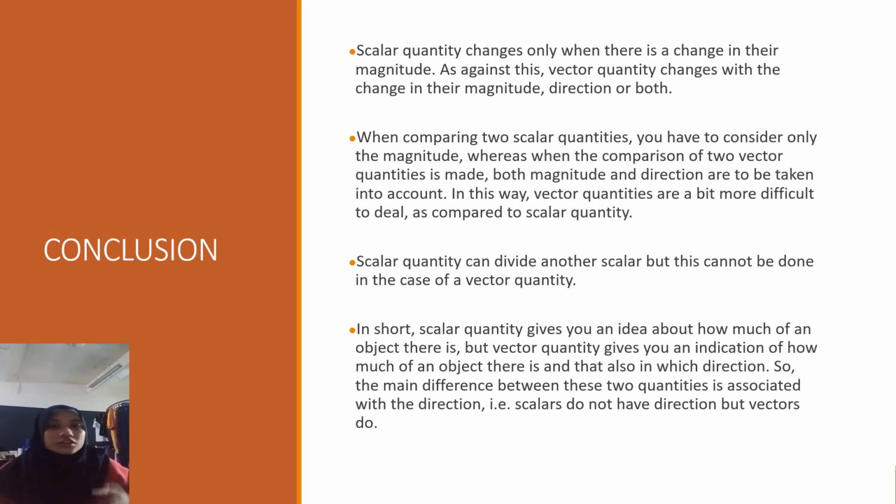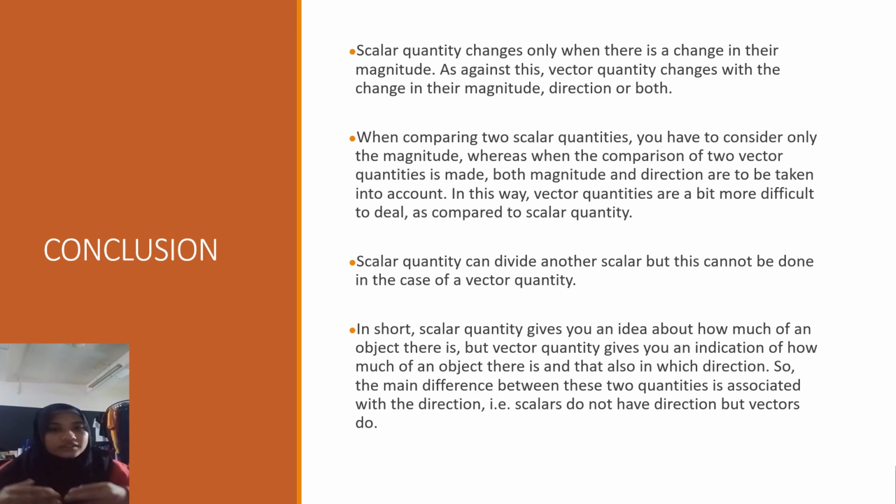The conclusion is that a scalar quantity changes only when there is a change in its magnitude. As against this, a vector quantity changes with the change in its magnitude and direction, both of them. When comparing two scalar quantities, you have to consider only the magnitude, whereas when comparing two vector quantities, both magnitude and direction are to be taken into account.